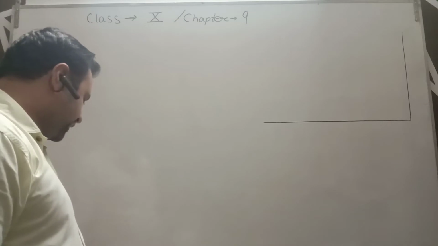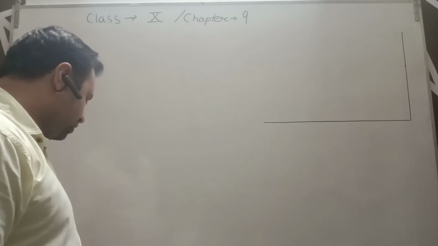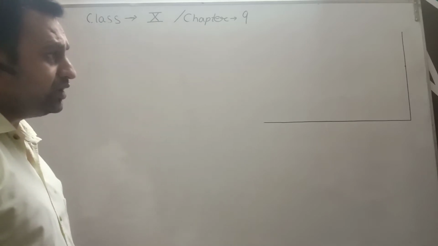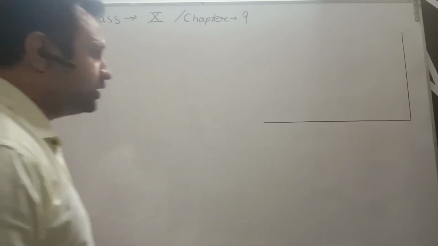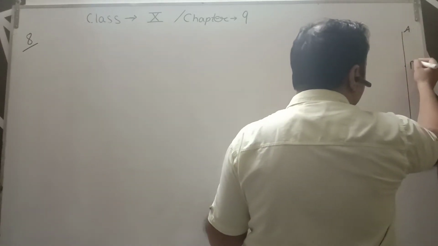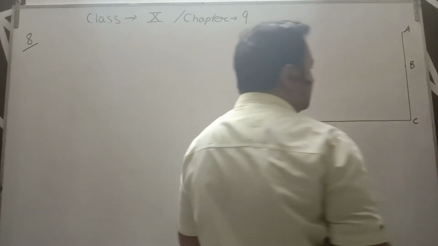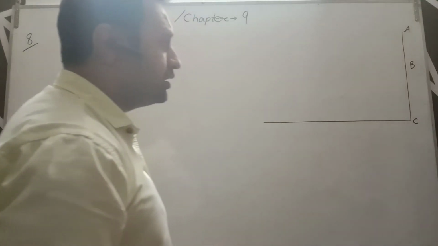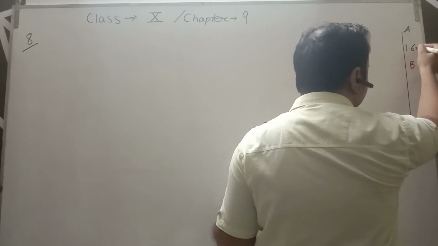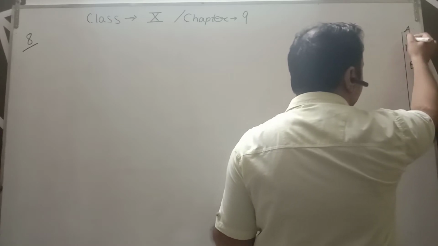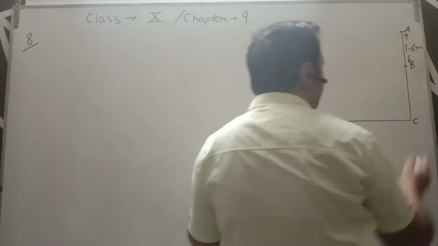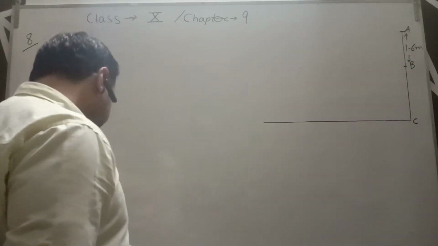A statue 1.6 meter tall stands on the top of a pedestal. एक 1.6 मीटर स्टेचू है जो एक पेडेस्टल के ऊपर है. So we suppose that AB is the statue which is put on a pedestal and the height of the statue is 1.6 meter. Okay, and BC is the pedestal.